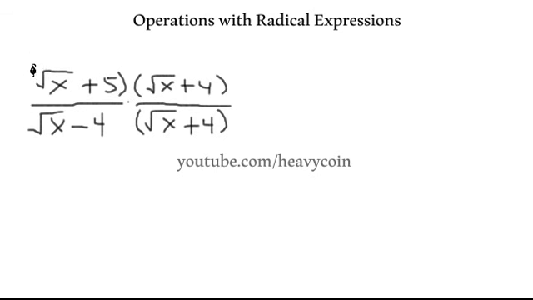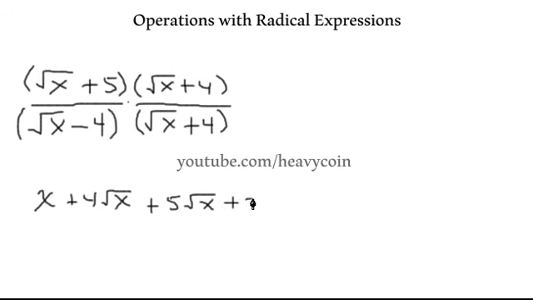And I guess we should put parentheses around this here. So we multiply this out. I'll just go ahead and multiply the numerator first. So square root of x times the square root of x, remember it's just x. The square root of x times 4 is going to be 4 times the square root of x, and then 5 times the square root of x, and then 5 times 4 is 20. And that's going to be all over.